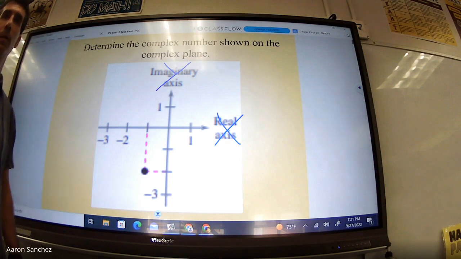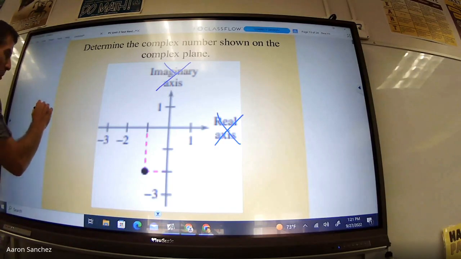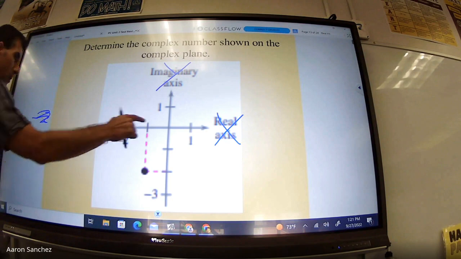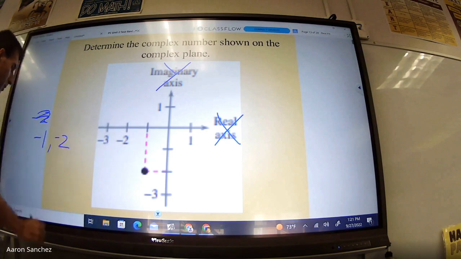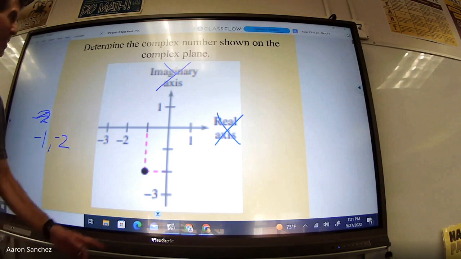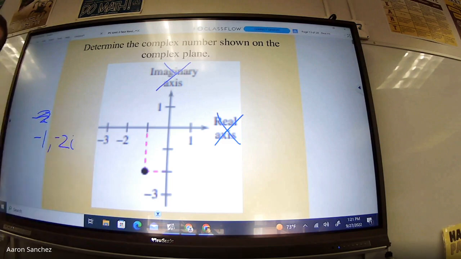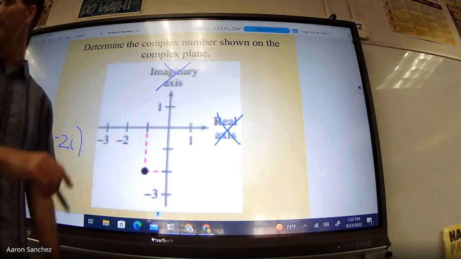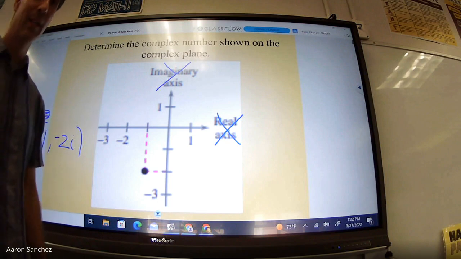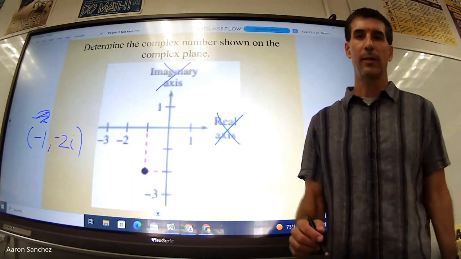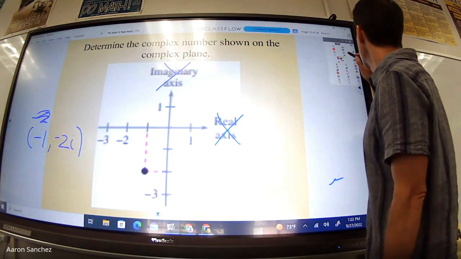What would they be? We got -1 over 1, and then -2. Now, the only difference is this isn't the y-axis, it's the what? You just go like this. That's all you got to do. So -1, -2i. On the y-axis, you just put an i.